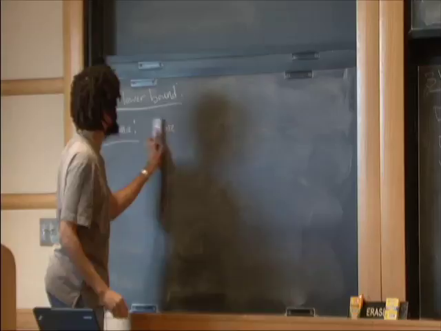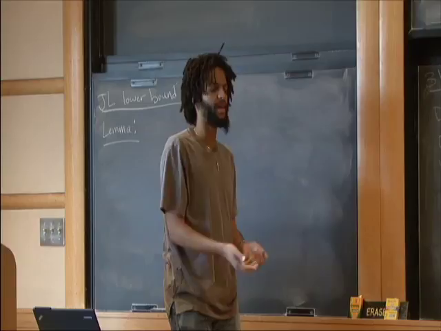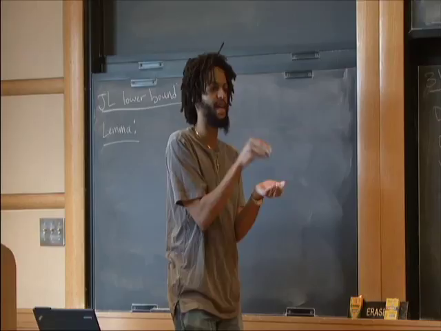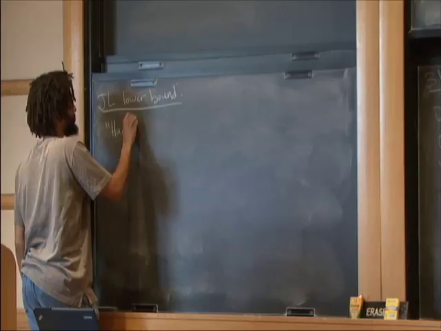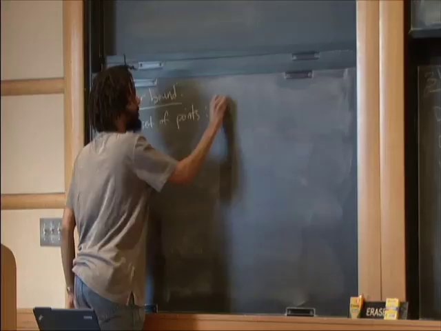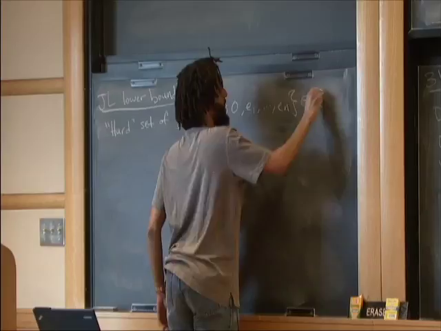Before I get to the lemma, as Ankur pointed out in the beginning, what are we going to prove exactly? We're going to show that there exists a set of points such that for that set of points, any matrix cannot be too sparse. So what's the set of points? The hard set of points is the same, 0, e1 up to en in Rn. So the n standard basis vectors in Rn, along with the zero vector.